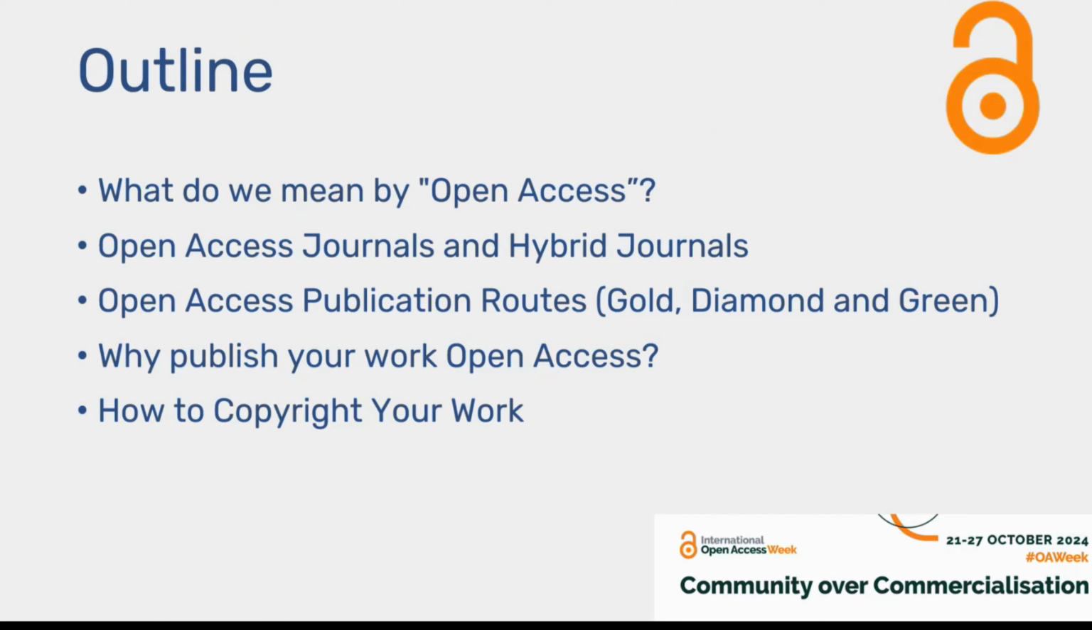Today I'll be covering the following topics. I'll start with a definition of open access and provide some wider context around this publishing model. I'll then give some further information on what we mean by fully open access journals and hybrid journals, which you may have come across before. Next, I'll provide you with some more detail on the three most common open access publication routes, and these are known as gold, diamond, and green.